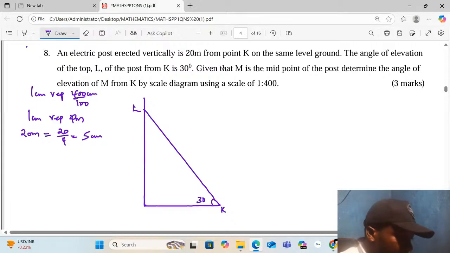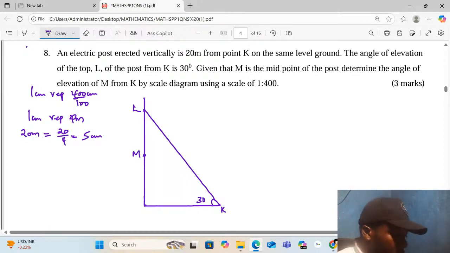Then they're saying, given that M is the midpoint of the post. So between the base and point L, the top of the pole, we have a midpoint, the middle part of the pole. You measure the distance from the bottom to the point L, the top, then divide by 2. So you shall have your midpoint M somewhere there.